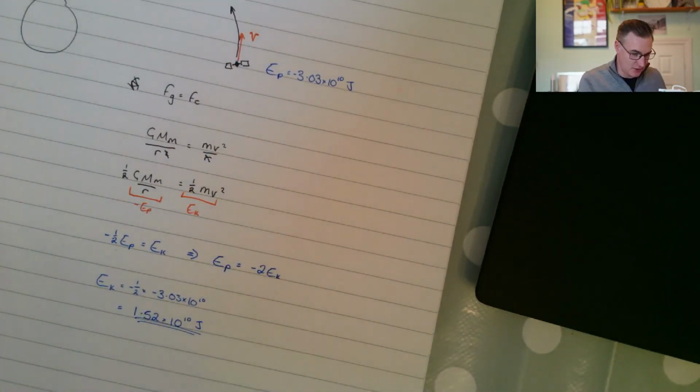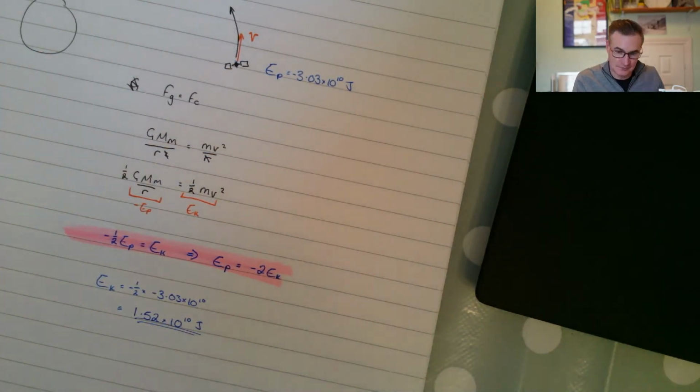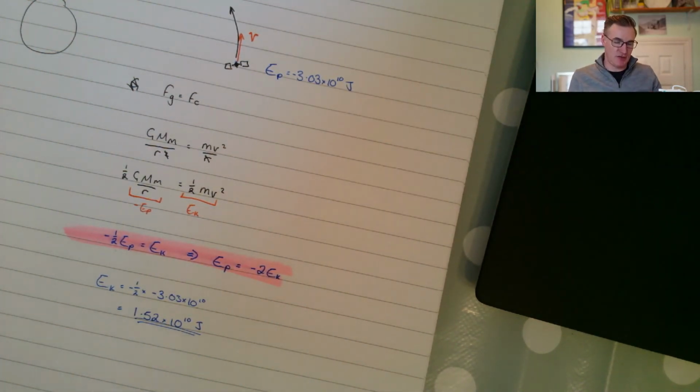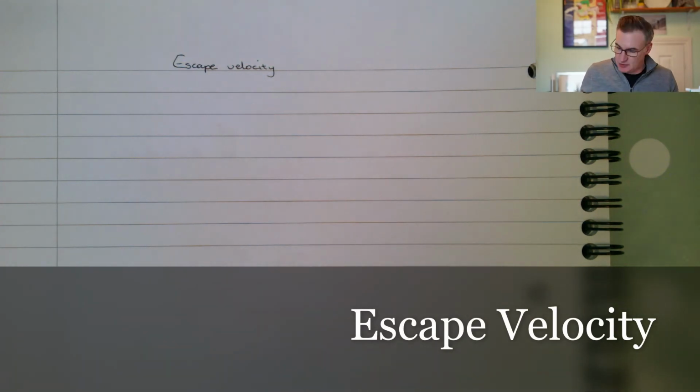But here again we have this. So if it gains altitude, it's going to gain potential energy, but it will lose kinetic energy. And if it loses altitude, it's going to lose potential energy but gain kinetic energy. So finally, we're going to look at escape velocity. Escape velocity of a satellite, of an object.